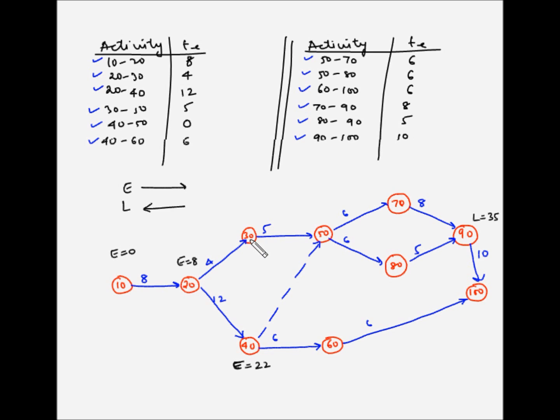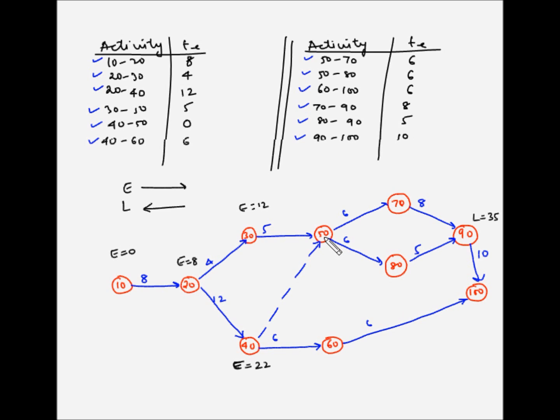For event number 30, the earliest occurrence will be 8 plus 4, which is 12. Now for event 40, if we look at the normal calculated earliest occurrence, it would be 8 plus 12, which is 20. However, we have been given that event number 40 cannot start before the 22nd day. So that's why we'll continue with e is equal to 22 for event number 40.